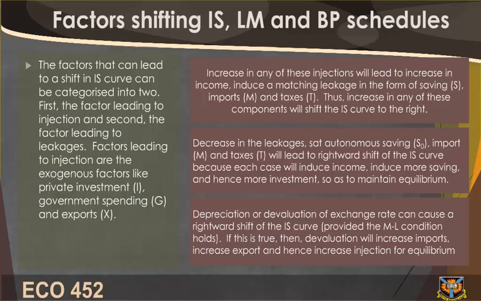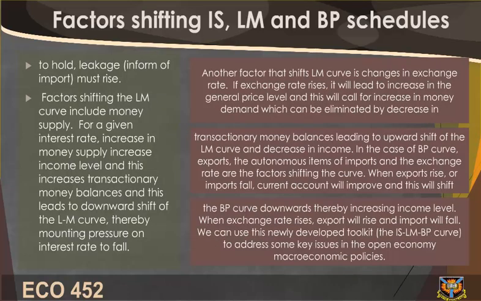Depreciation or devaluation of the exchange rate can cause a rightward shift of the IS curve, provided the ML condition holds. If this is true, then devaluation will increase exports, and hence increase injection for equilibrium. To note, leakage in the form of imports must rise.